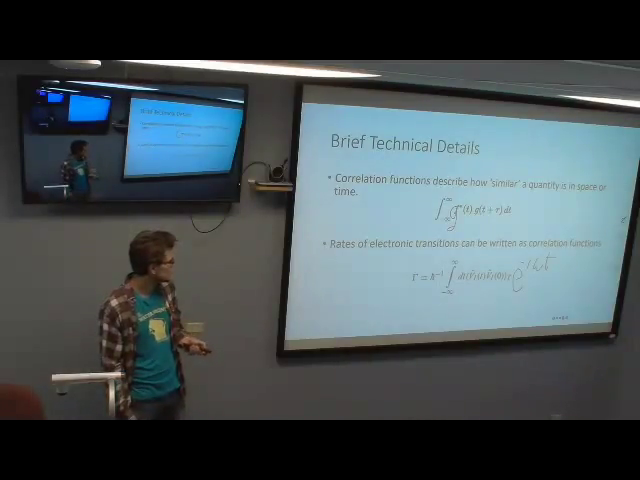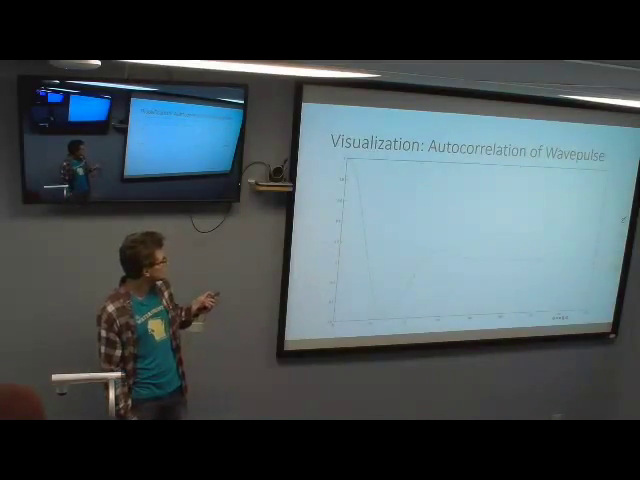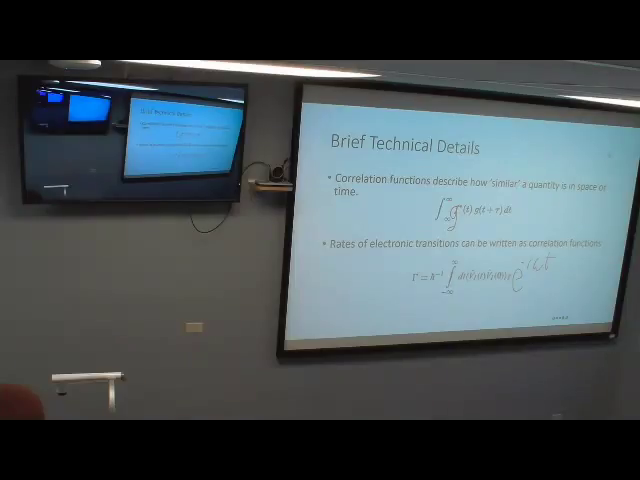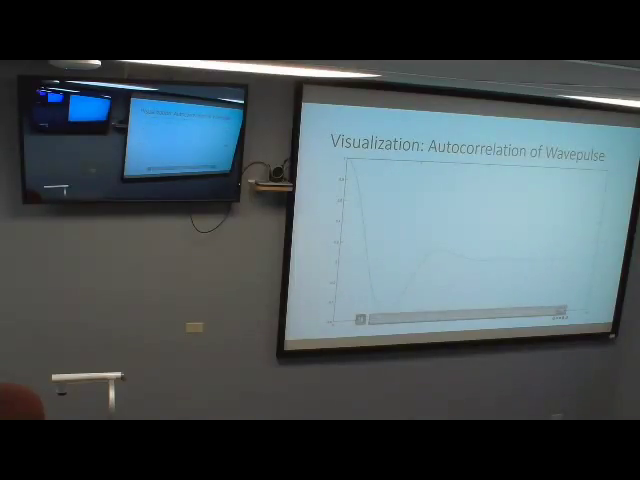So this is just a nice way to visualize what an autocorrelation function does. This first plot is an autocorrelation of a wave pulse. How do I... oh, it's still on the marker. To draw? Yeah. Okay, there we go. So this is the plot of an autocorrelation function.